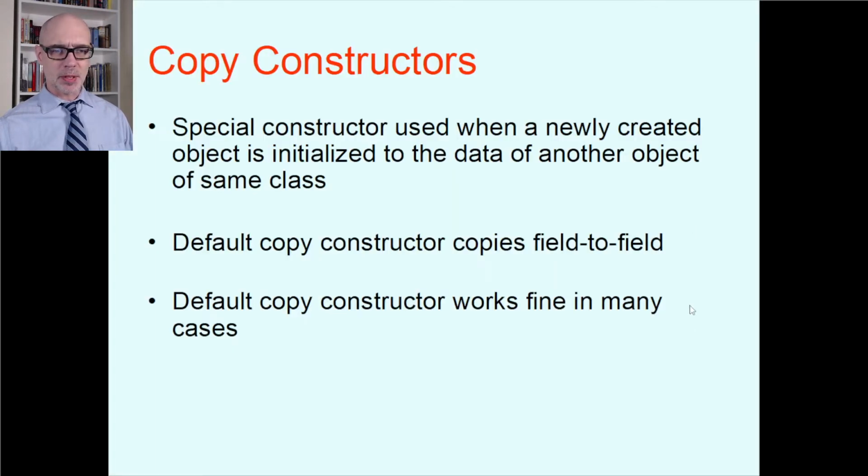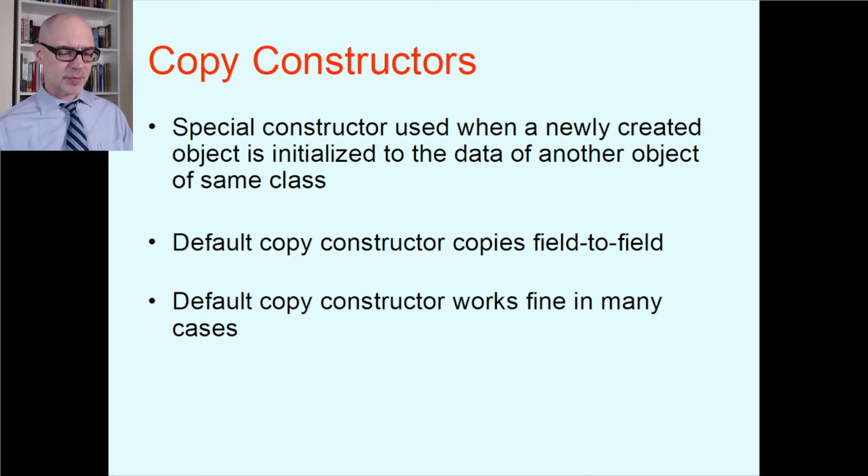Okay, copy constructors. What's that about? So we talked about constructors before in chapter 13, and we know that constructors are for initializing or setting up an object in a particular way. You can overload the constructors. We already know you can have 1 or 2 or 3 or 4 constructors depending on what's useful for your application programmers to initialize their objects to begin with. And so here's another one. Copy constructors are a special kind of constructor that are used when a newly created object is initialized to the data of another object of the same class.